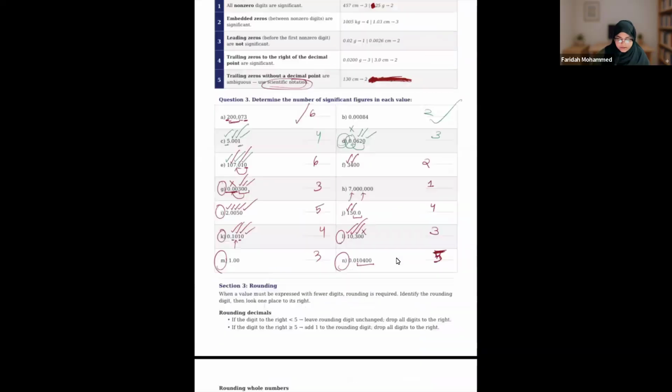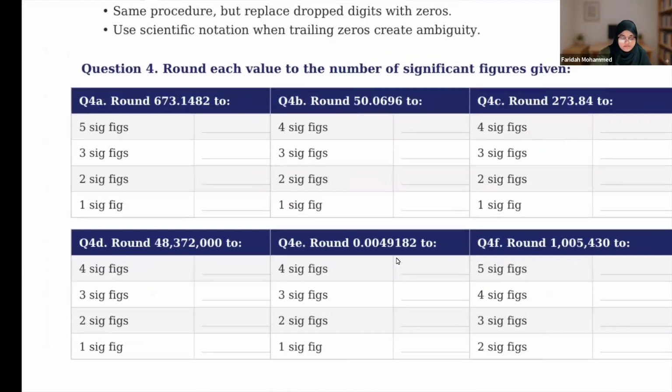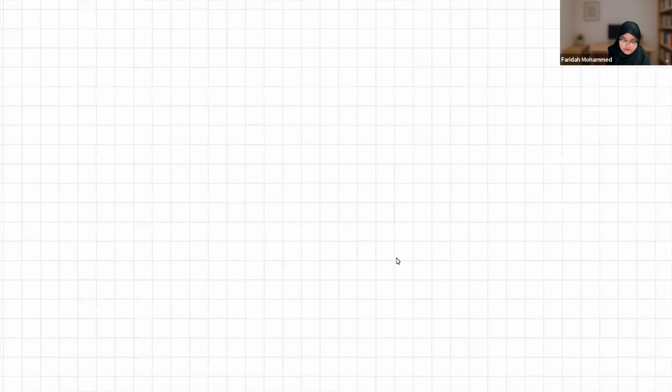Okay, let's do this one. Let's say you have the number 673, and you want to round off to 5 significant figures. Go ahead, try it. Pretty sure everyone knows how to round off, right? Actually, I'm going to teach you. I'm going to teach you two different rules of rounding off.